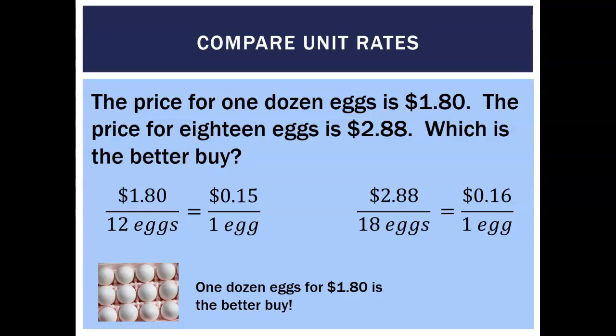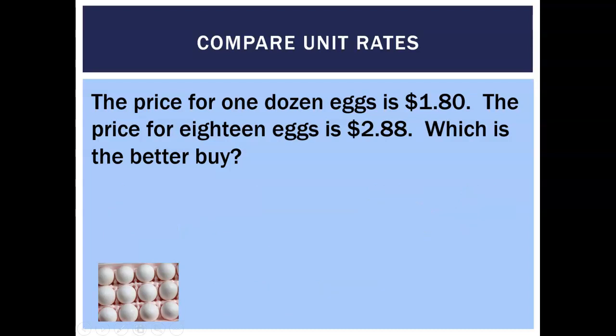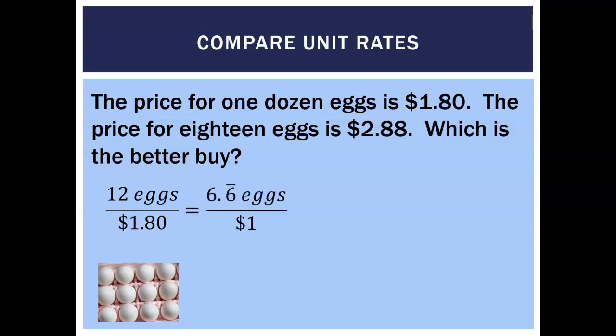In this problem, we compared the unit price, or the price per egg, but we also could reverse this and look at this problem a different way. We could flip the price and the amount of eggs and find out how many eggs we could get for $1. We could start with the rate of 12 eggs for $1.80. To get the number of eggs for $1, we would divide 12 by $1.80, and we would find that we get 6.6 repeating, or approximately 6 6/10 eggs for $1.